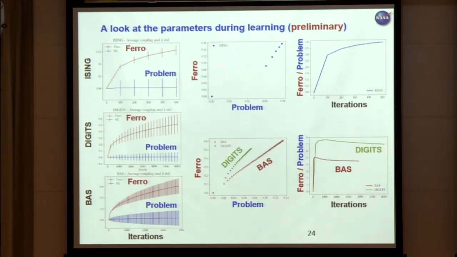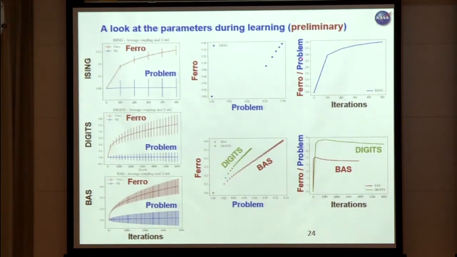For instance, here this is a correlation plot. We have essentially a linear, this is the initial point with 0, 0. But then it looks like a linear relationship. This is for the Ising model, and also for the digits and the bars and stripes it also looks like linear relationships. However, there are some nonlinearities.